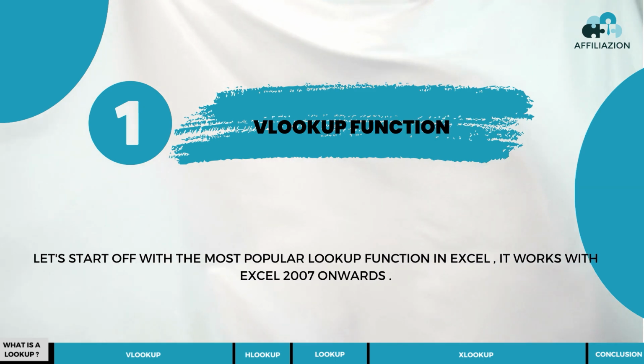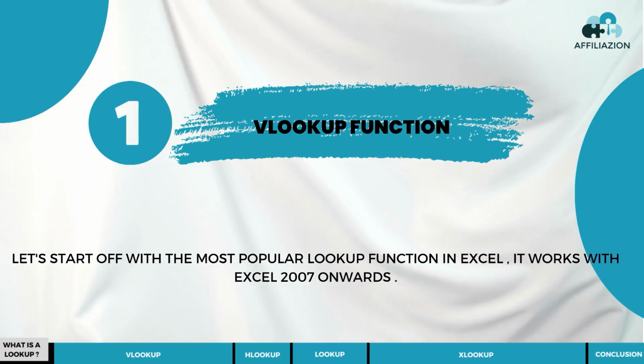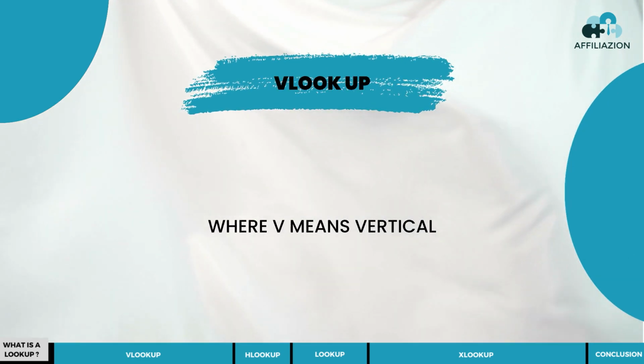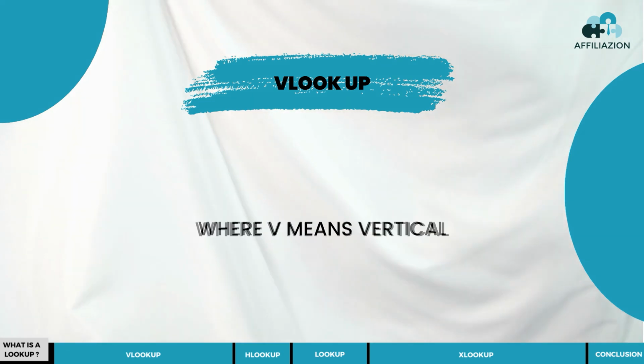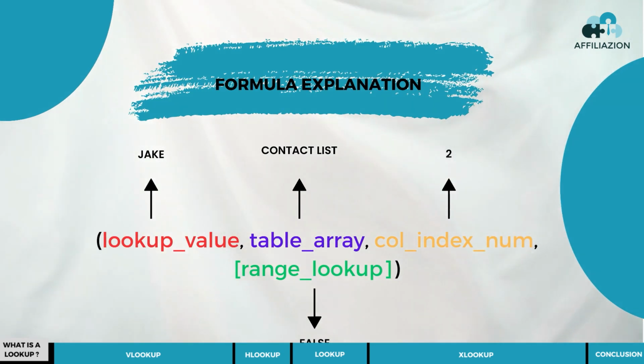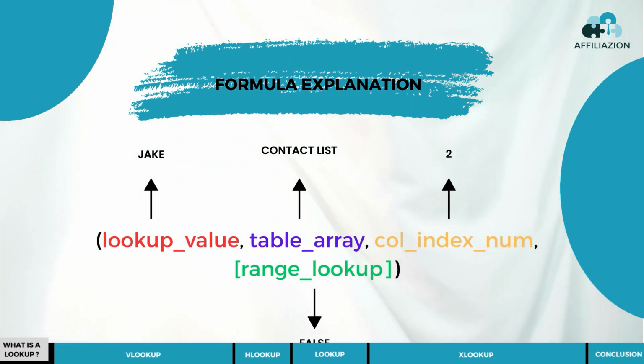Let's start off with the most popular lookup function in Excel, VLookup. It works with Excel 2007 and any versions after that. The V in VLookup refers to vertical, therefore it works with vertical data. Let's look at the formula explanation. It starts off with the lookup value, which is the information that you need to look up. So in our case, that would be Jake.